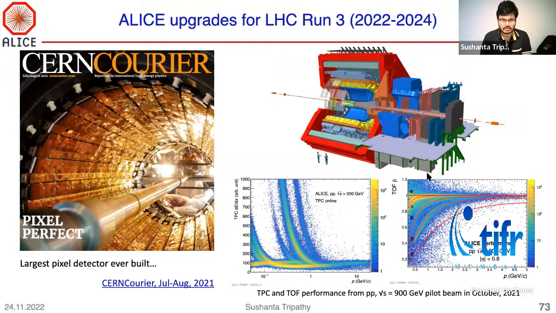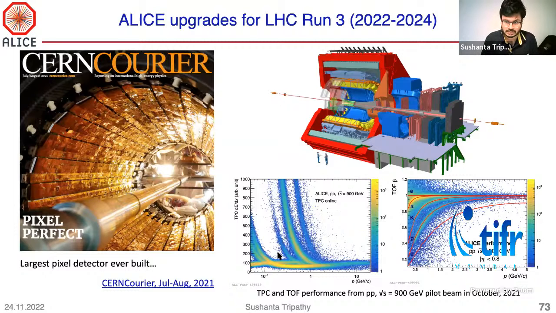From that, here are a couple of performance plots coming from the TPC, the TPC energy loss and time of flight as a function of momentum. These are the results coming from the pilot beam, which took place in October 2021, and this looks pretty good. This provides a benchmark, and we are assured that everything is fine, and then to progress with the pp 13.6 TeV results.